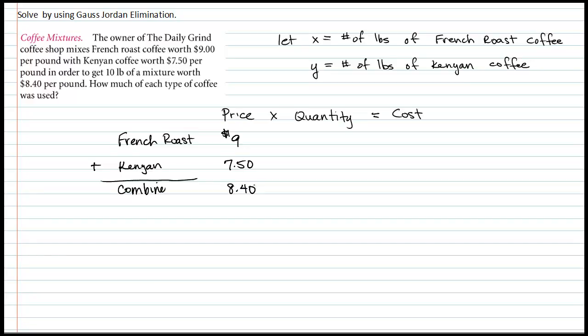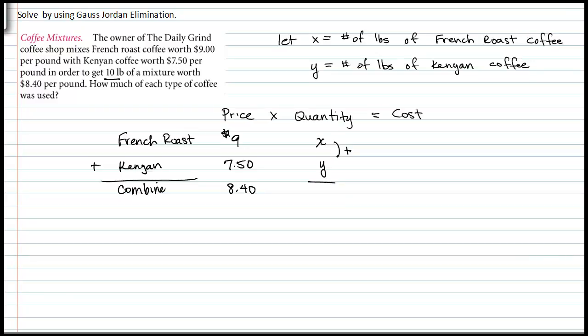But the question is how much of the French do we actually have? Do we know? No, let that be X. Do we know how much of the Kenyan we're going to use? No, let that be Y. But do we know how much of the combination we're going to have? It says that we need 10 pounds of it.